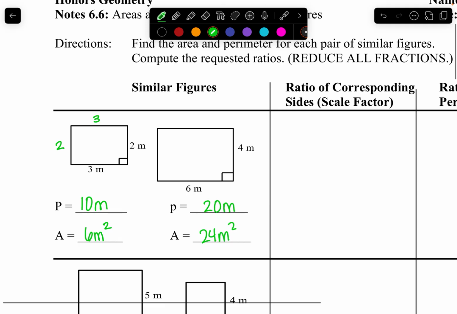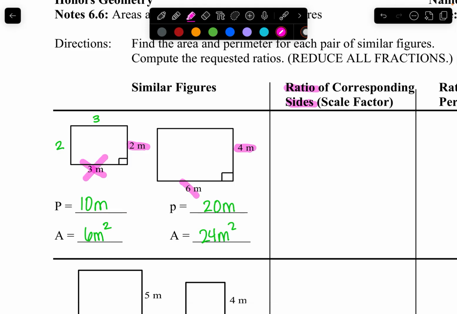So what I want us to do first is figure out what the ratio of sides is. We can look at this in two ways. We can either look at the two right sides of our rectangles or the two bottom sides of our rectangles. Either way we do this, anything over here is going to go on top and anything over here is going to go on bottom of our ratios. So I have 2/4, which would be the right side, or we could also say that we have 3/6 if we were looking at the bottom parts of our rectangles.